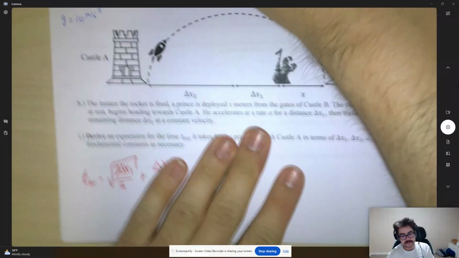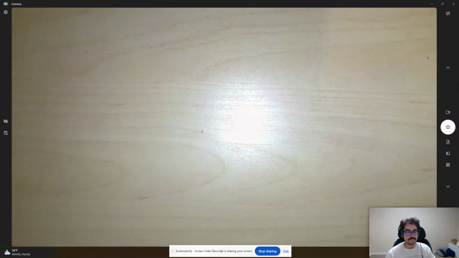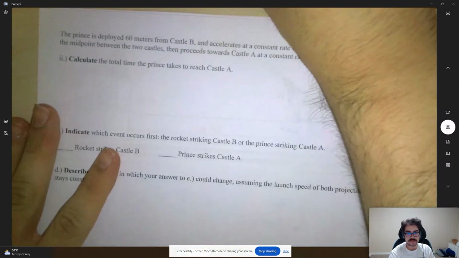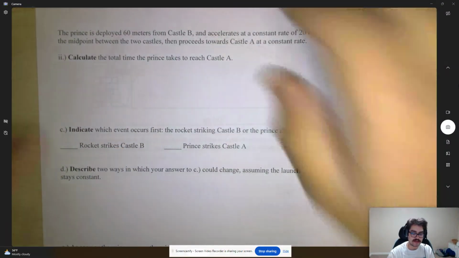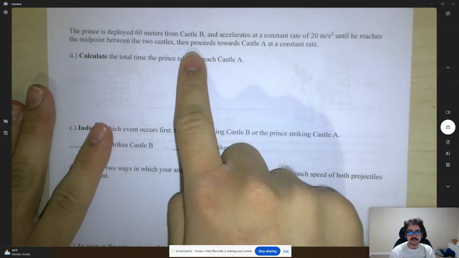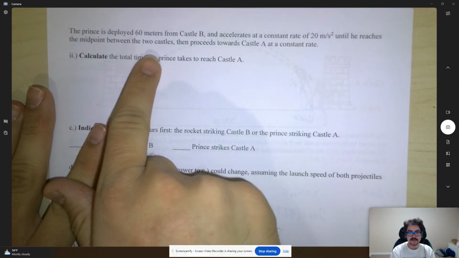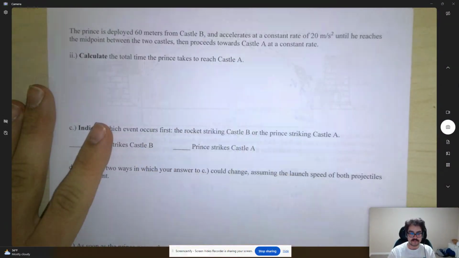So it's the exact same expression on that one. Okay. I'm trying not to spoil my future problems, because you're not gonna be surprised, right? We're gonna be surprised. Okay, the prince is deployed 60 meters from castle B, accelerates at a constant rate of 20 meters per second squared until he reaches the midpoint between the two castles, then proceeds towards castle A at a constant rate.